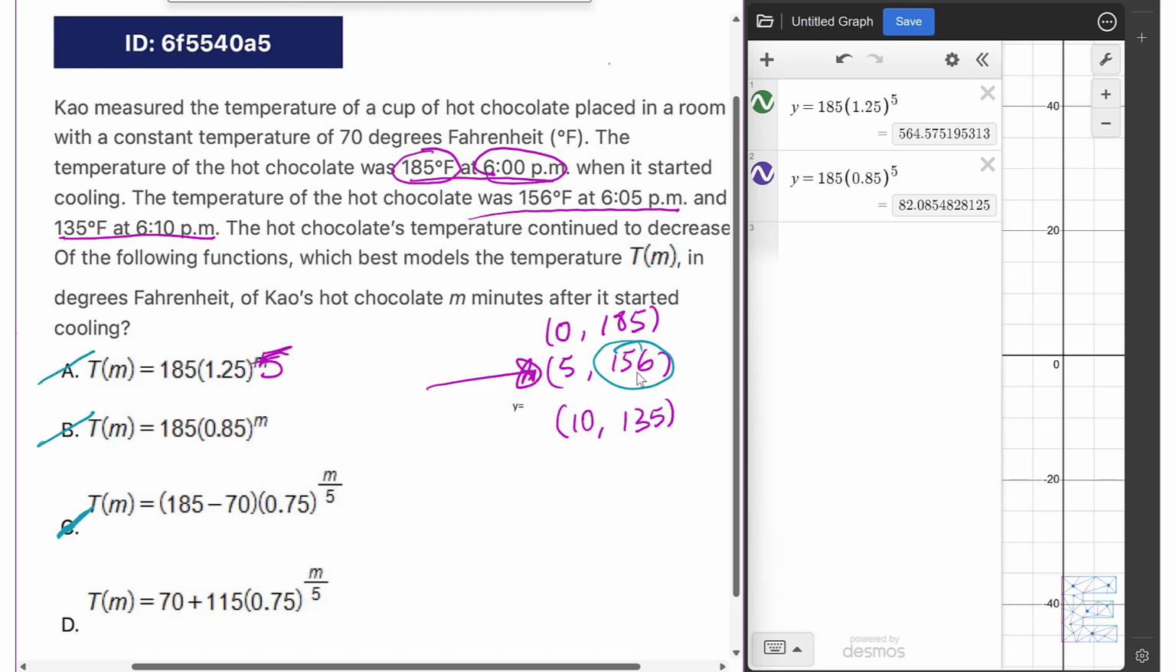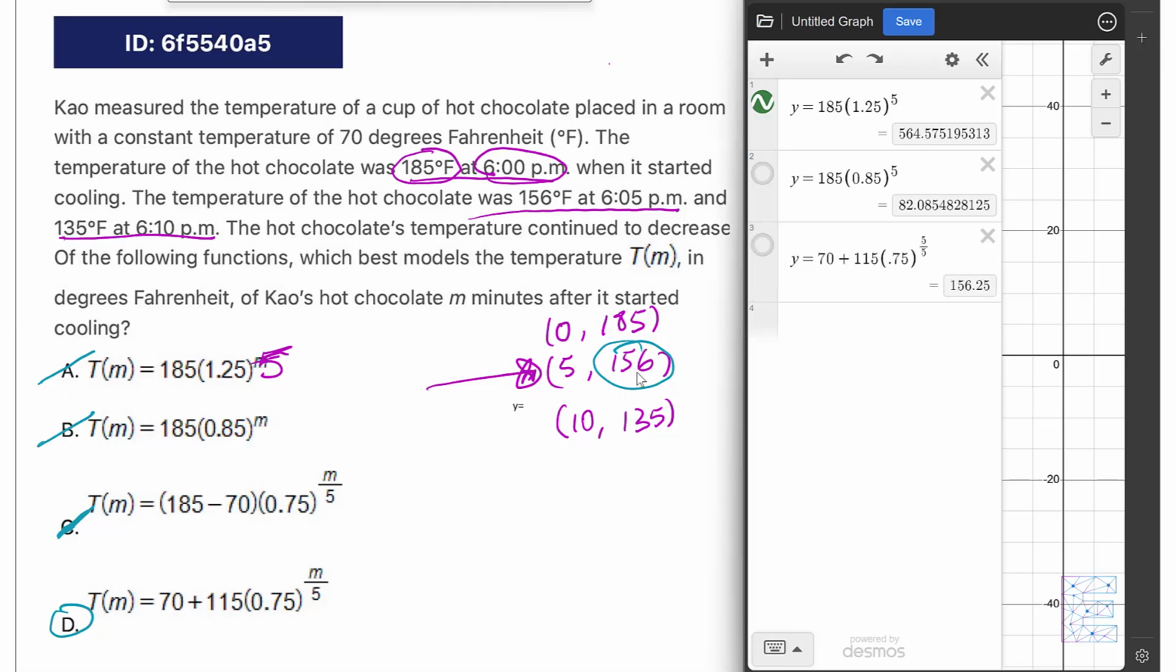So A, B, and C are out. It means the answer is going to be D. But let's double check it. If I plug in the third equation, 70, yeah, there it is. So you see, we expected 156, and you see that this answer here is really close to 156. So it's got to be D.